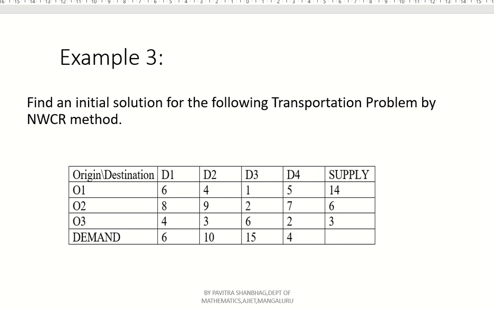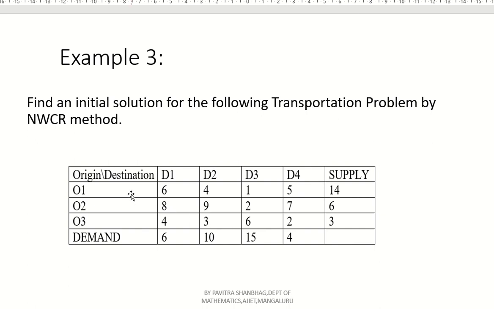Find an initial solution for the following transportation problem by the northwest corner rule method. NWCR means northwest corner rule method. Now, what is given here? Origins O1, O2, O3 and destinations D1, D2, D3, D4 are given, along with demand and supply.